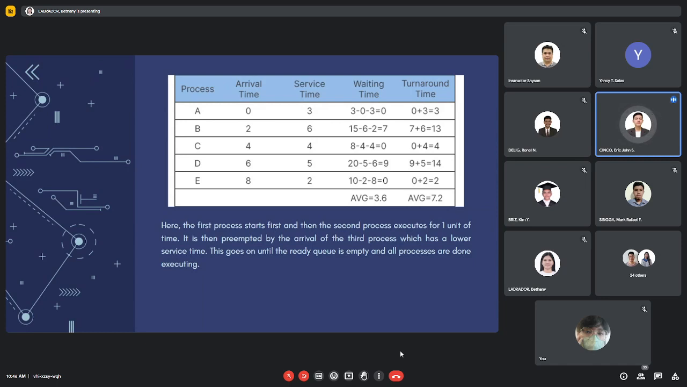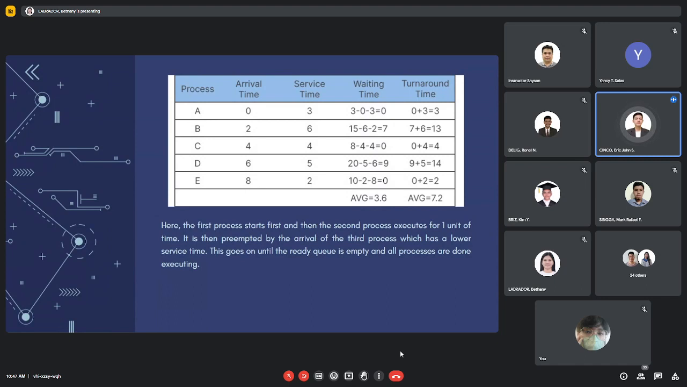So first, mo siya una ang atong i-process sa atong Gantt chart. So, iyang service time, ay iyang burst time is 3. So, hantod siya sa 3. And then, pagkatapos sa 3, then arrival time na ni B, arrival time niya is 2. Atong naabot sa atong 3, sa atong burst time.